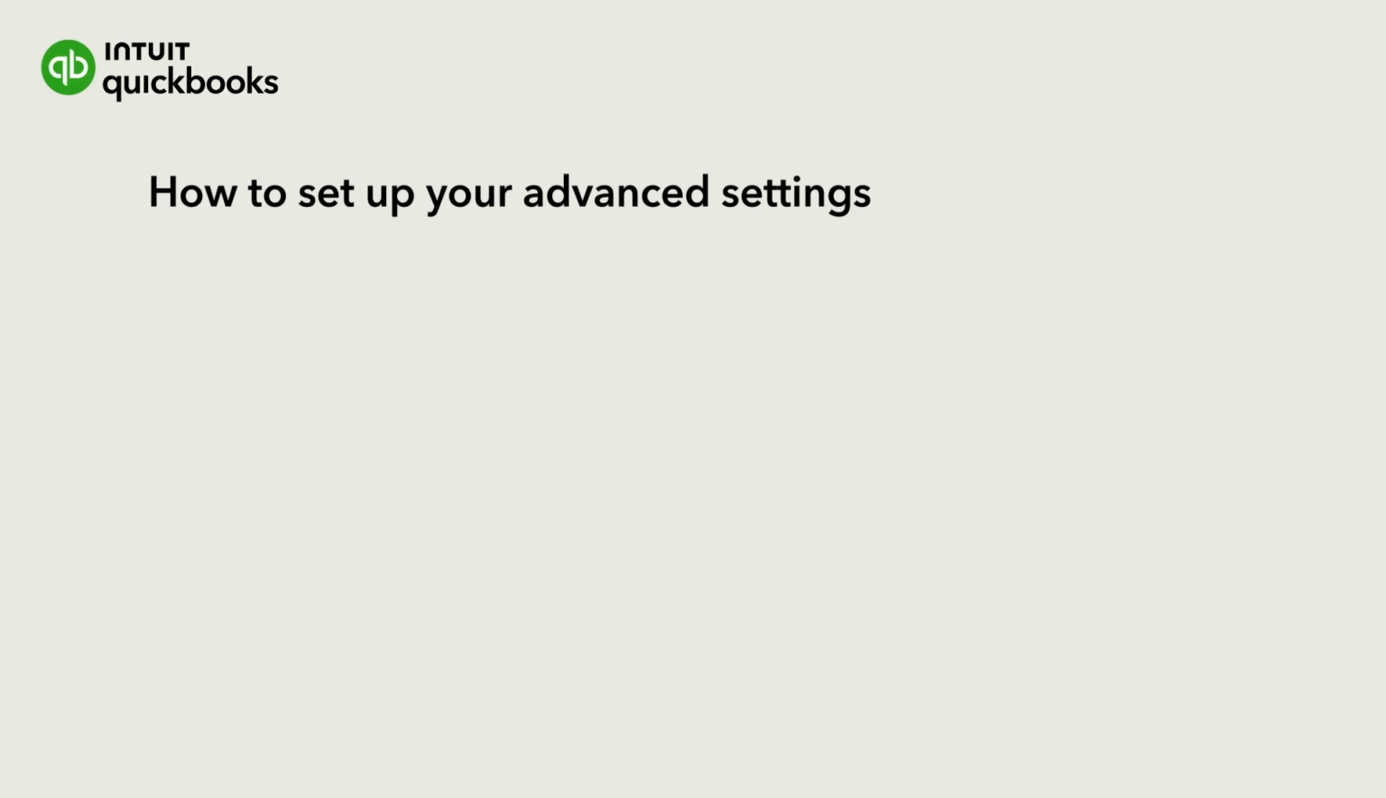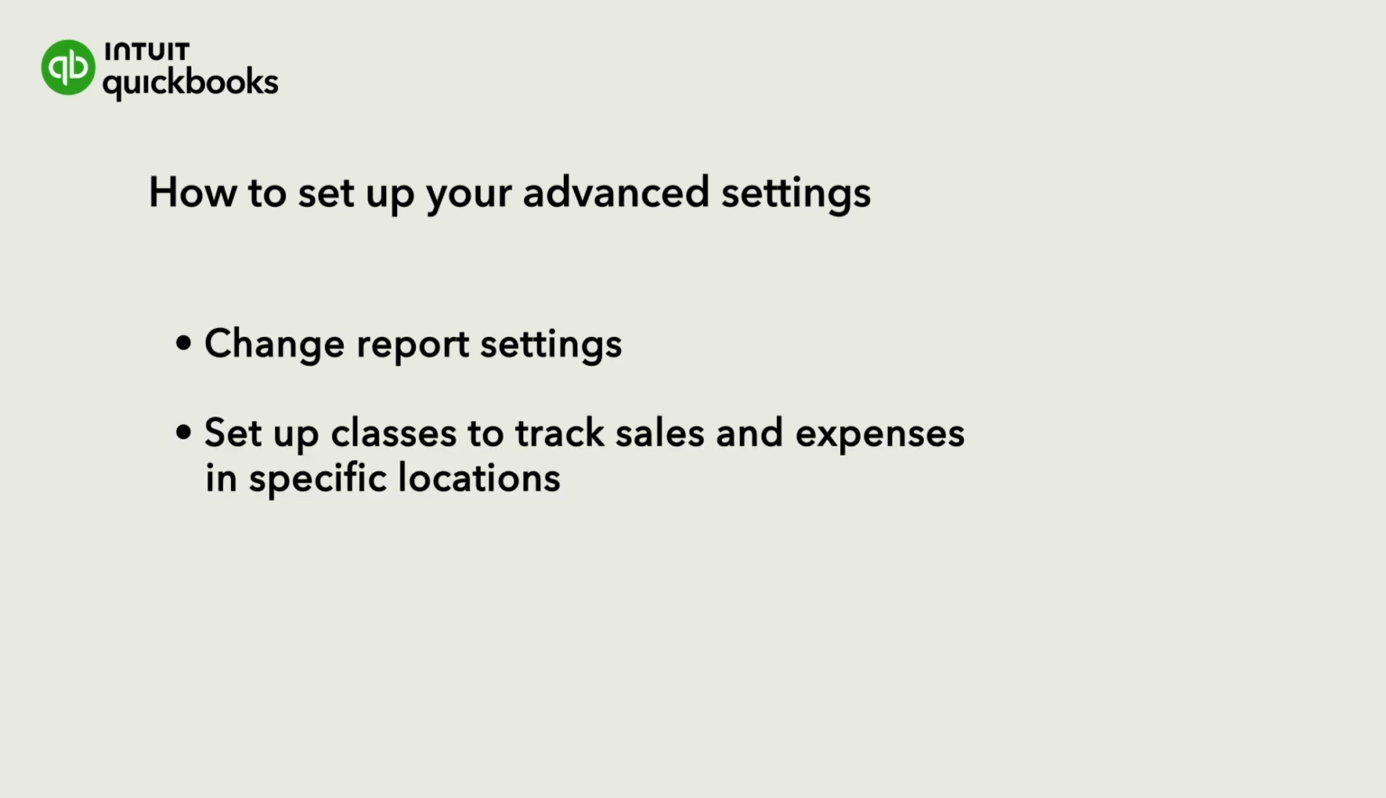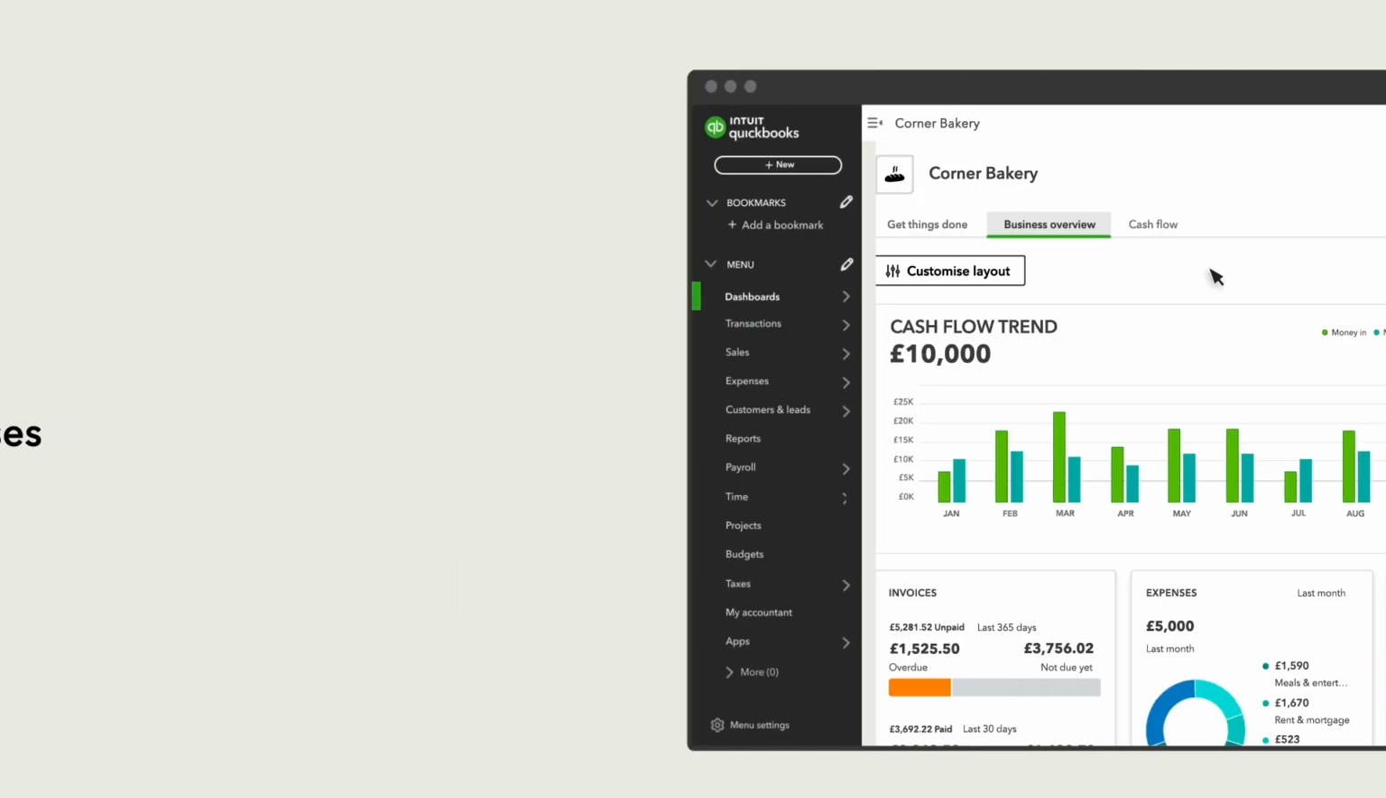Advanced settings have many features that can have a big impact on how QuickBooks works for your company. For example, you can change report settings, set up classes to track sales and expenses in specific locations, and turn on different automation features. Let's go over advanced settings so you can decide what works best for you.